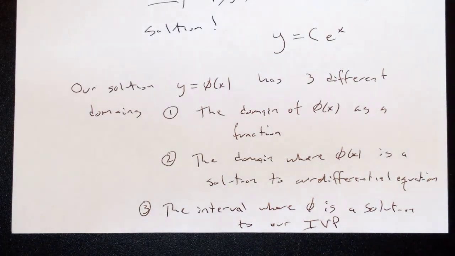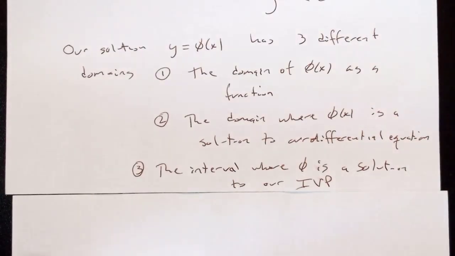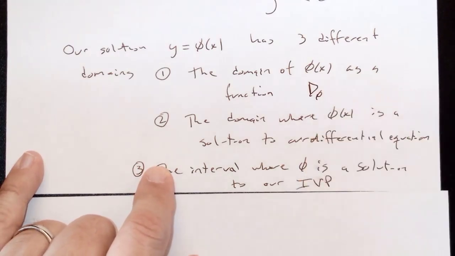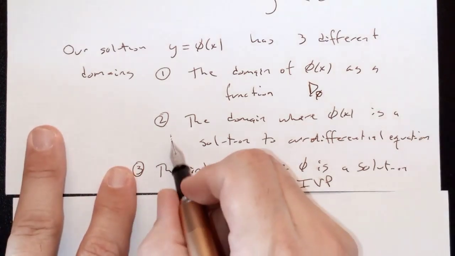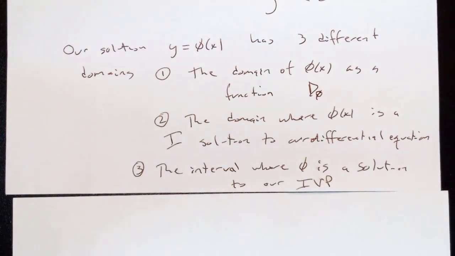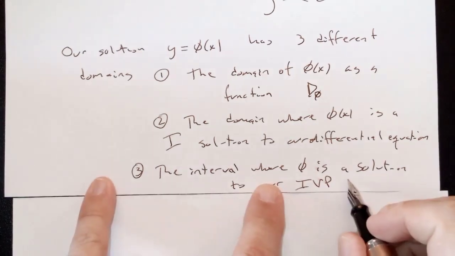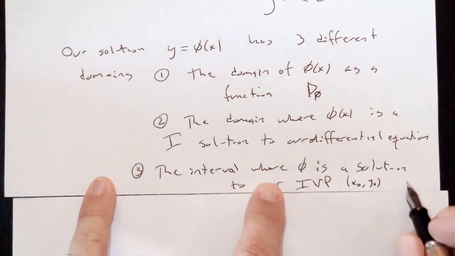And so really we have 3 different things. Matter of fact, let me go back and name these 3 things. I'm going to call this first one D sub phi. Well, that makes sense. That's the domain of the function in algebra terms. And then I'm going to say the domain where it's a solution to our differential equation, let's call that one I. And then the interval where we solve for the initial value problem. The initial value problem was x0, y0, right? We had our initial condition. So we'll call that I0.